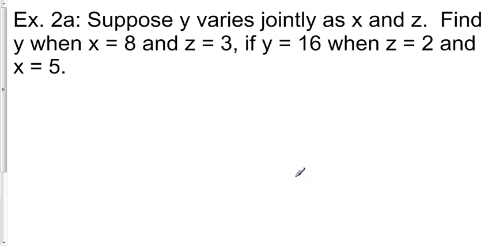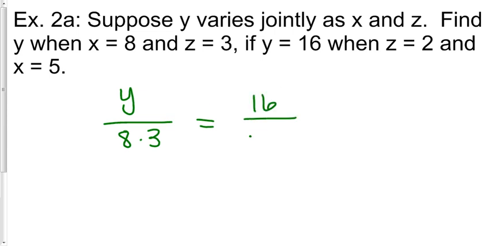Here's an example. This time the sentence starts very similarly, but it says jointly in here. Y varies jointly as x and z. Find y when x equals 8 and z equals 3. So here's your first fraction. We don't know what y is, but we know that x is 8 and z is 3. And on the other side, y is 16 when z is 2 and x is 5.